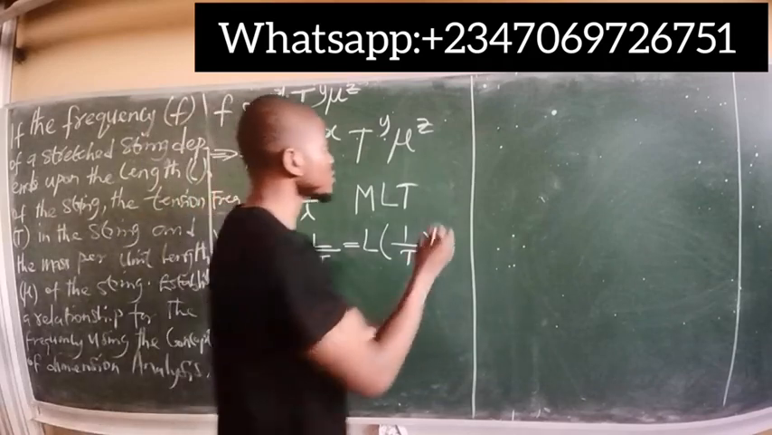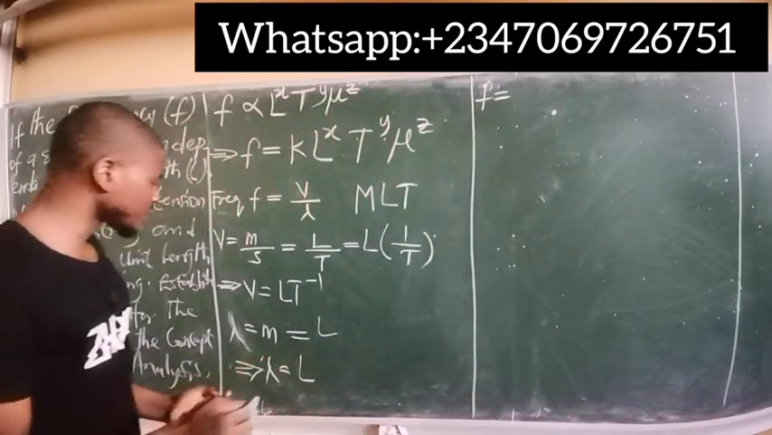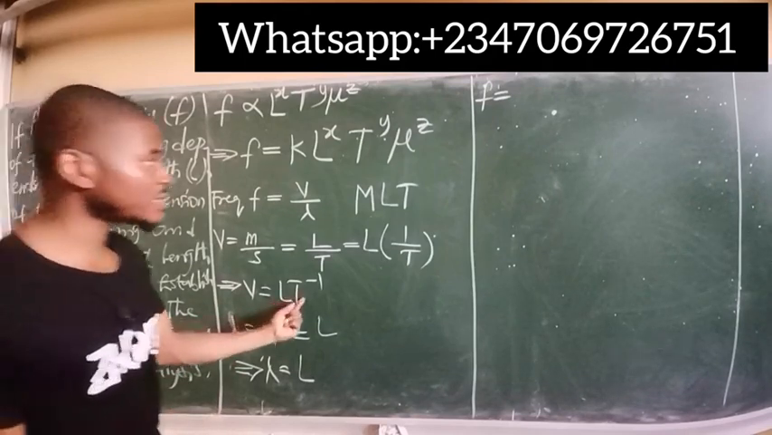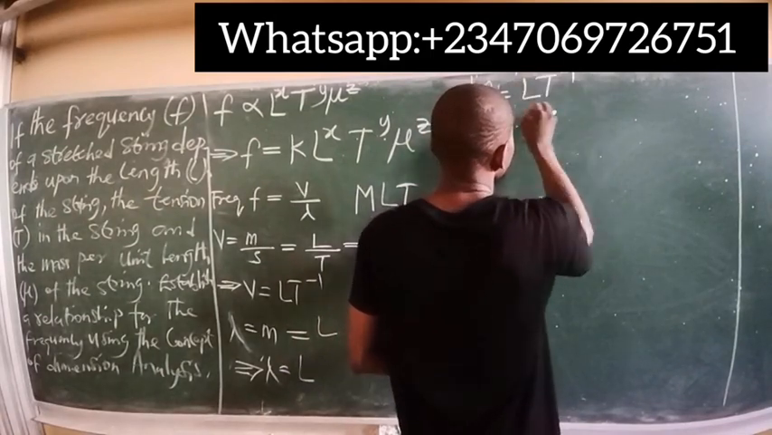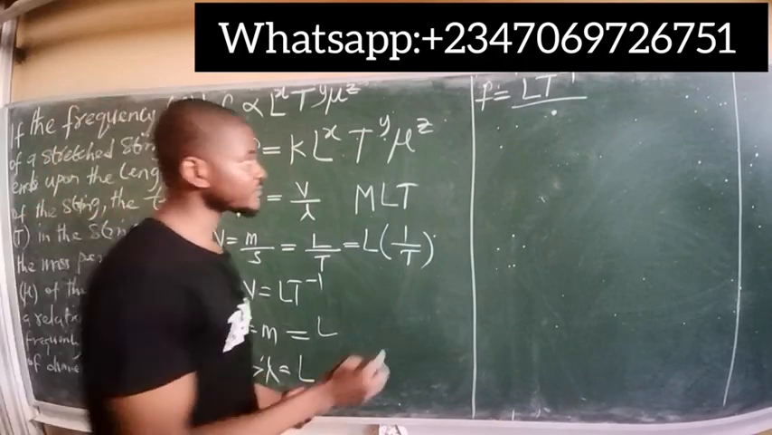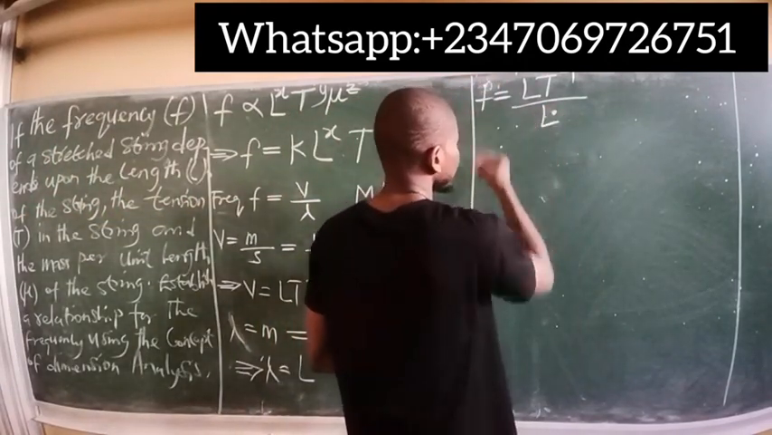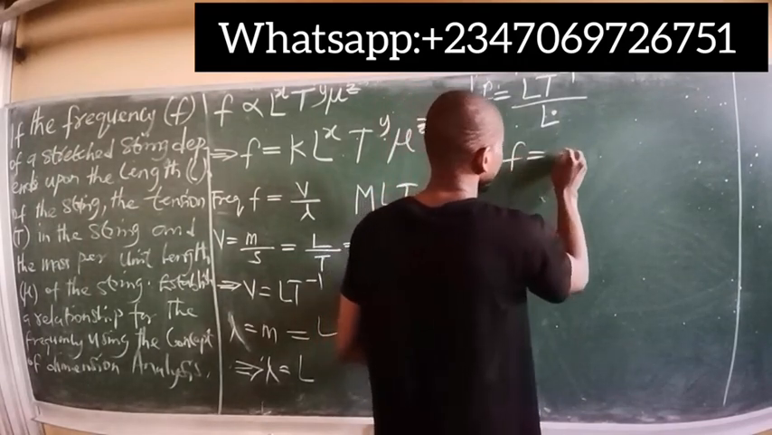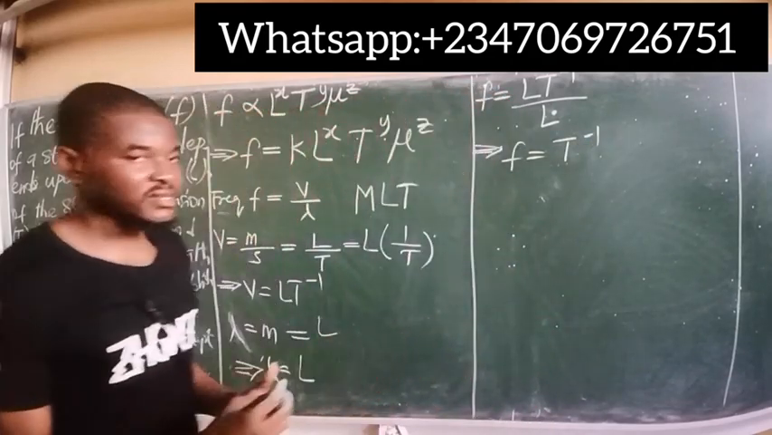So that means the dimension of frequency F is now equal to velocity over wavelength. The dimension of velocity gave us LT to the power of minus 1. So we simply have LT to the power of minus 1 all over the dimension of wavelength, which is simply L. So all over L. Of course, from here, L can cancel L. So this simply implies that the dimension of frequency is actually T to the power of minus 1. So we have this for the frequency.